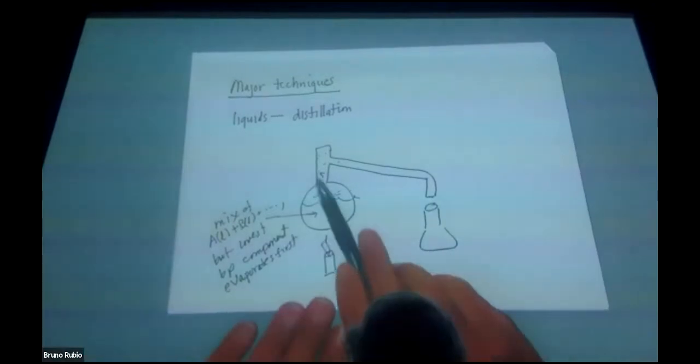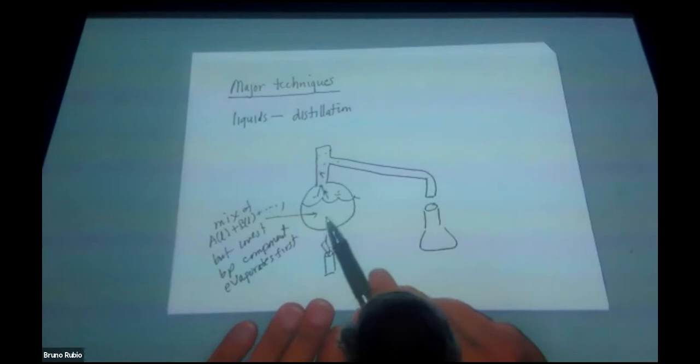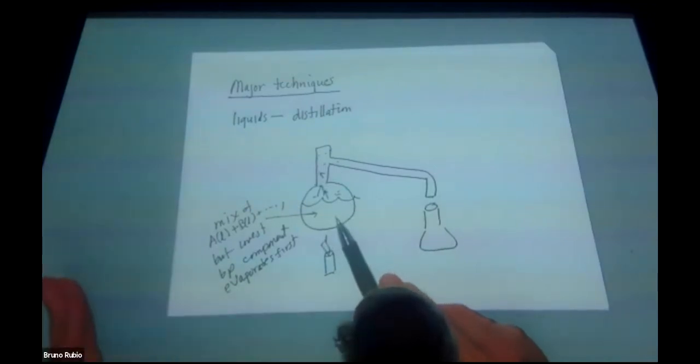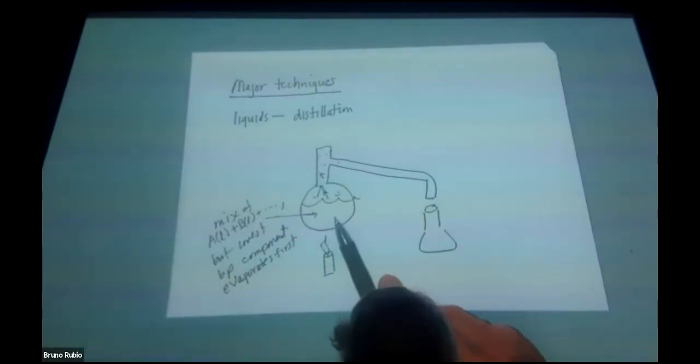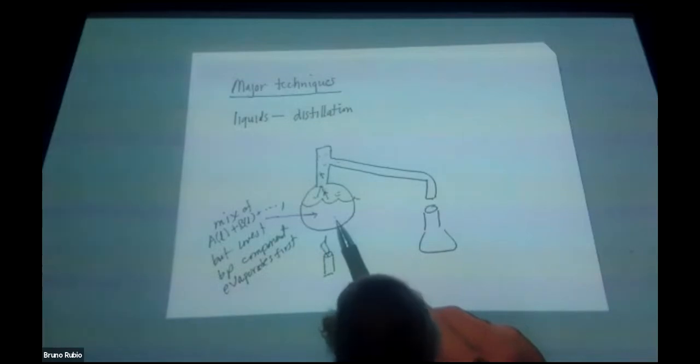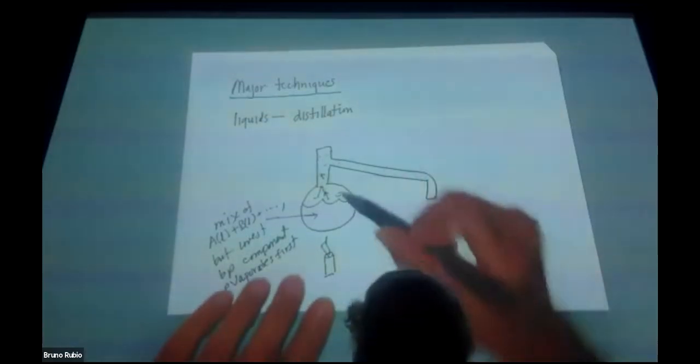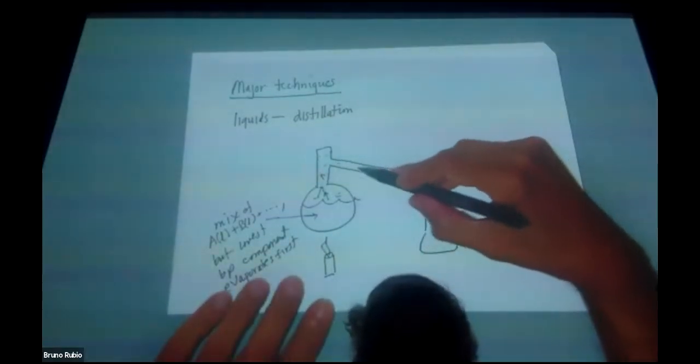Okay, and so you have all of this, so the liquid mixture now is depleted in the lower boiling substance, and it's richer in the higher boiling substances. They're not going to come off until later. And so you have all of this gas inside this glassware.